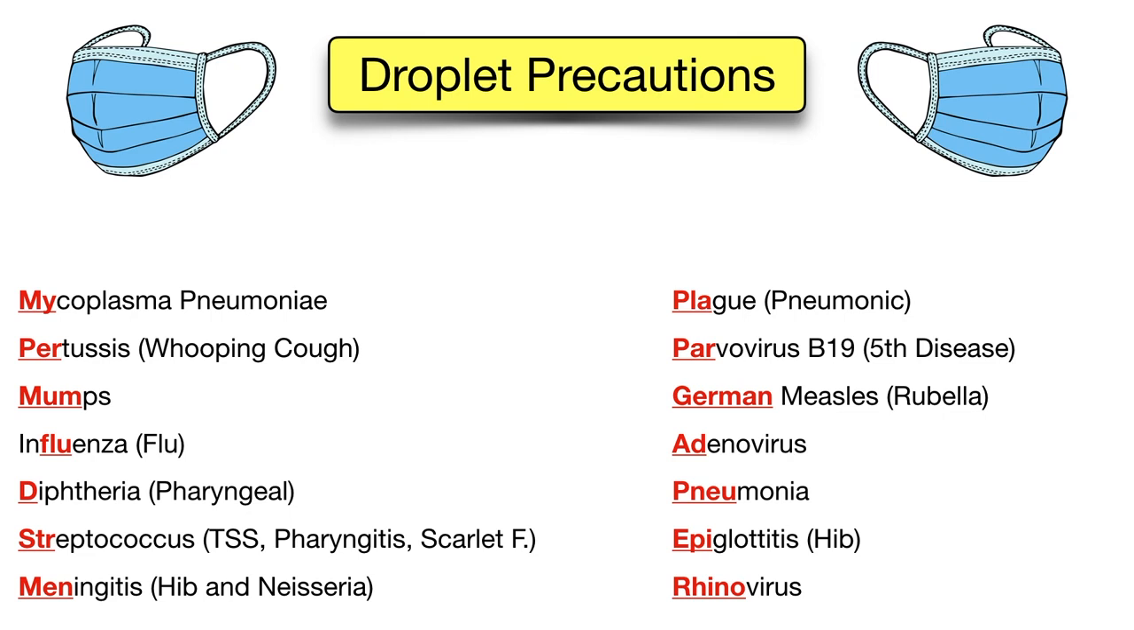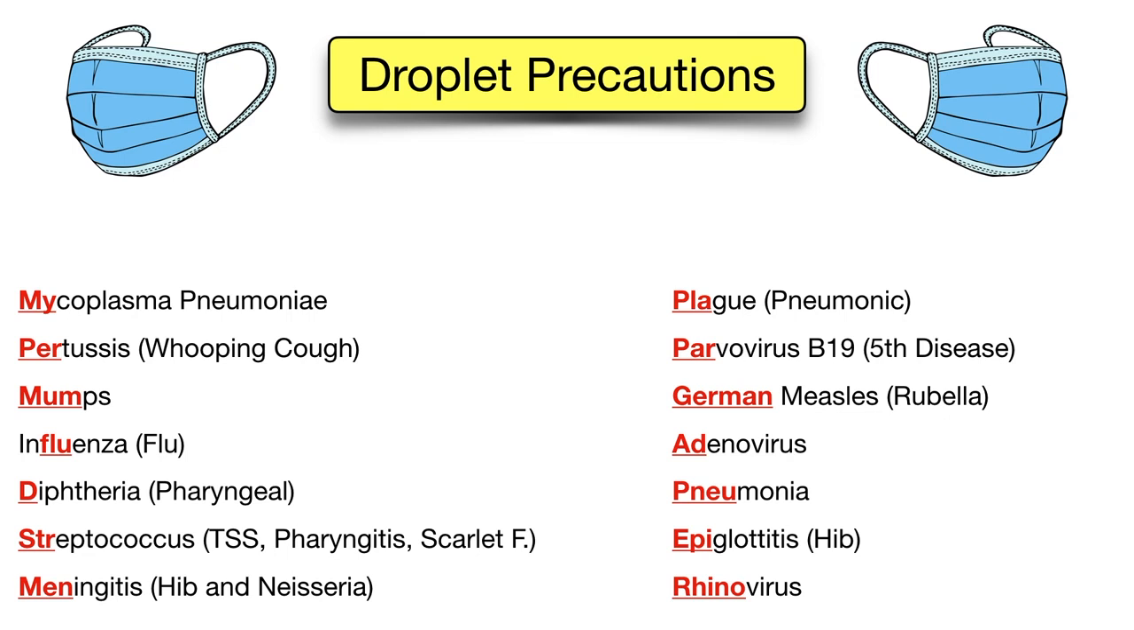Remember, we said the cutaneous form requires contact precautions. Droplet precautions are also required for streptococcal infections, including pneumonia, which we'll get to shortly, and streptococcal toxic shock syndrome, as well as pharyngitis and scarlet fever in infants and young children. Next, we have meningitis that is caused by either Haemophilus influenzae type B or Neisseria.